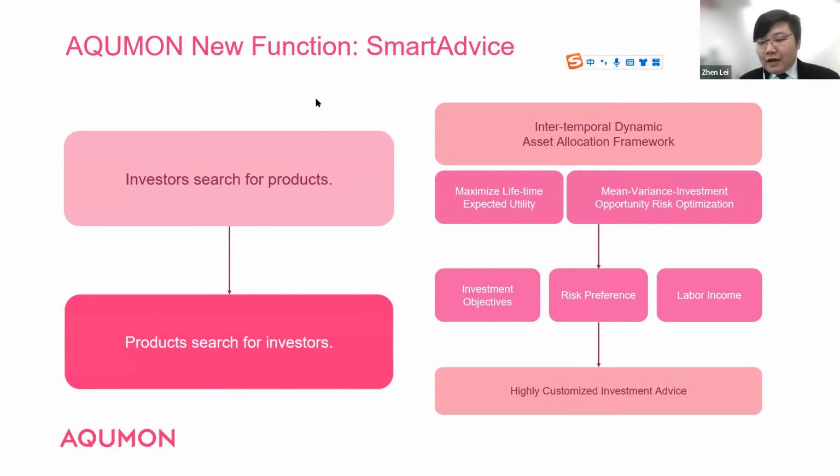And finally, in the last part of today's sharing, I will share a little bit about AQUMON's new function. We introduced a function called Smart Advice. Before the introduction of Smart Advice to the market, investors searched for the products. Basically, an investor tries to search for what products are suitable for them. However, we try to make it the other way around.